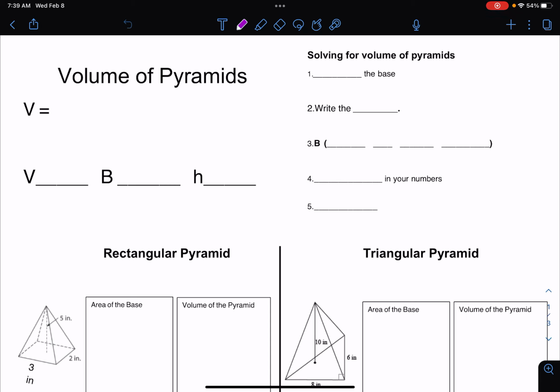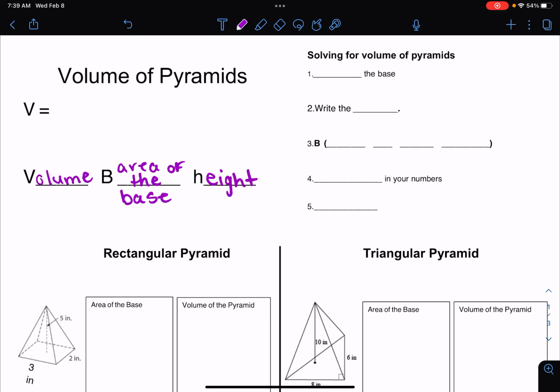So first of all, I'm not going to write the formula. You can find this on your reference chart, so I want to make sure that you're using your reference chart to find your formulas. But we are going to go through what the V stands for in this formula. So the V is going to stand for volume. The capital B stands for what? Yes, area of the base. And then the H stands for height.